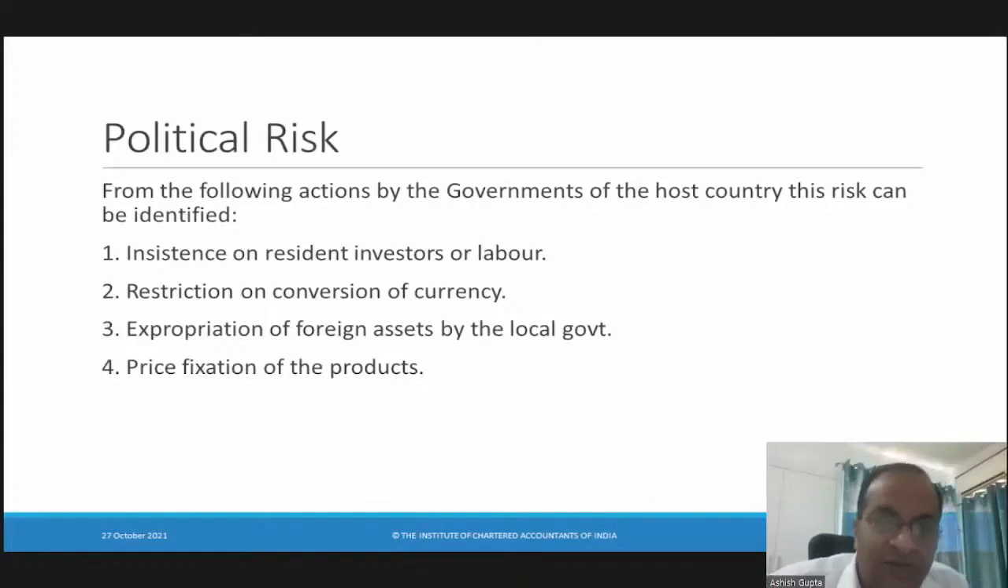I want to say that the following actions of the government of the country can help identify the risk. Now, these are some hints that you can use to identify the risk. Insistence on the resident investor or labor: they insist that you employ the local labor, so by this the risk to the performance of the company can be mitigated. Restriction on the conversion of currency, which I have discussed. Expropriation of the foreign assets by the local government, which is normally a confiscation of the assets of the company. And very important, price fixation of the product.